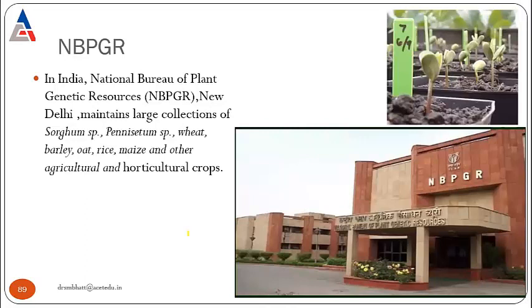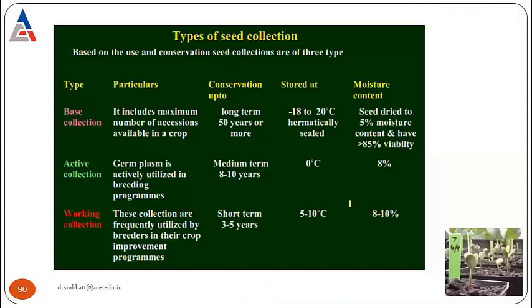And now you can see there is the NBPGR in India, the National Bureau of Plant Genetic Resources, in New Delhi, responsible for maintenance of a large collection of germplasm, for example sorghum, pennisetum, wheat, barley, oat, rice, maize, and other important agricultural crops. So various kinds of seed collection can be done. There are various conditions where they can be stored: base collection, active collection, and working collection, right?